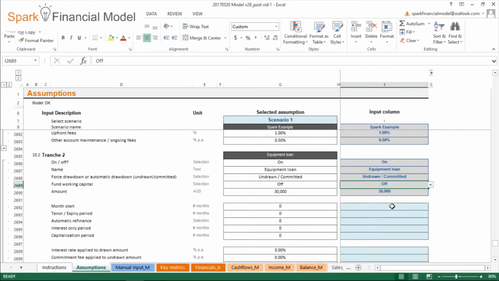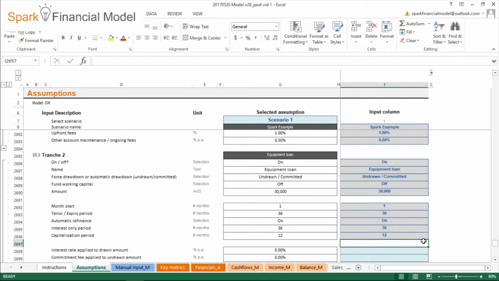Note, once this link is in place, the loan will be used not just for new assets but also for replacement assets. Again, this begins in the first month, expiring at the end of year 3. This time, let's switch on automatic refinance and increase the interest-only period to 36 months, which is the entire duration of the loan. Let's also set the capitalization period to 12 months.